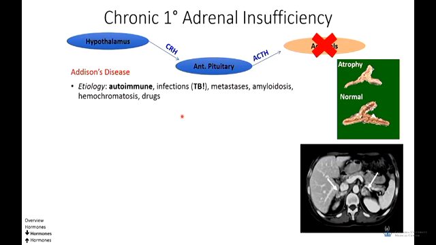So chronically, you can also have primary adrenal insufficiency from TB, from metastases, from amyloidosis, drugs, and autoimmune causes. So this is Addison's disease, Addison's adrenal.